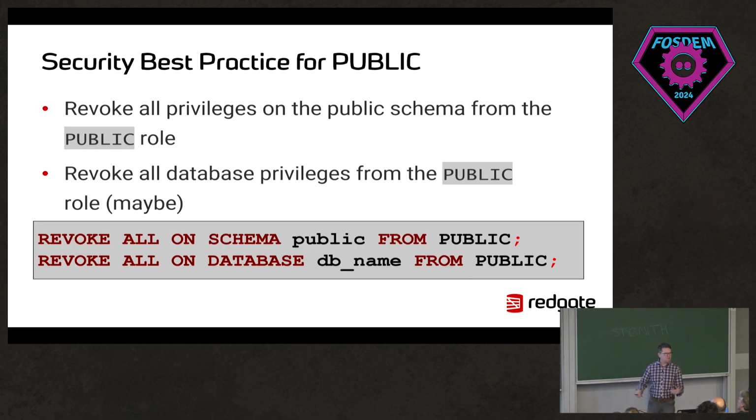And so security best practice, I've been talking about public a little bit. And again, this is more what has come around. It's gotten a lot of attention over the last few years, which is there's just this potential for bad things to happen on the public schema. And so most folks, most advice you'll get is to revoke all privileges on the public schema from the public role. Again, you can't get rid of the role. So you want to remove all privileges from public.